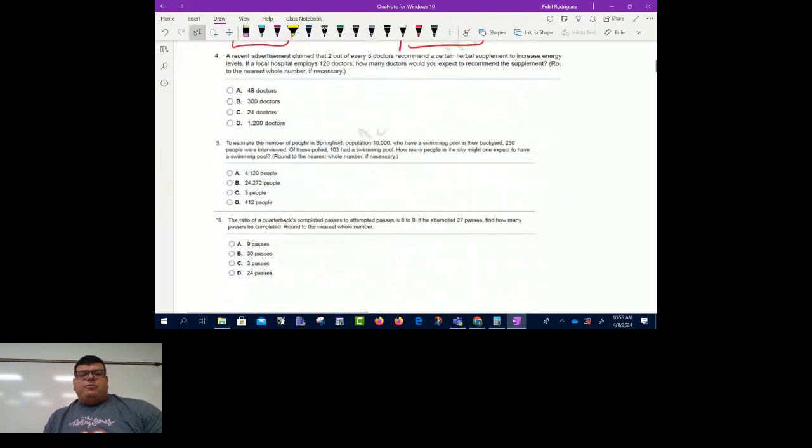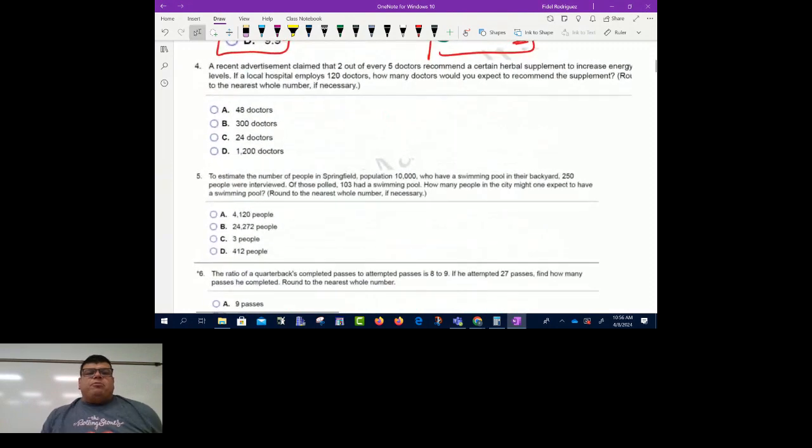Now, the reason I'm bringing that up, y'all, is in a problem like number 4, okay, there's no setup for me here. I have to set it up myself. So the first thing I'm going to do, y'all, one fraction, boom, equals another one.